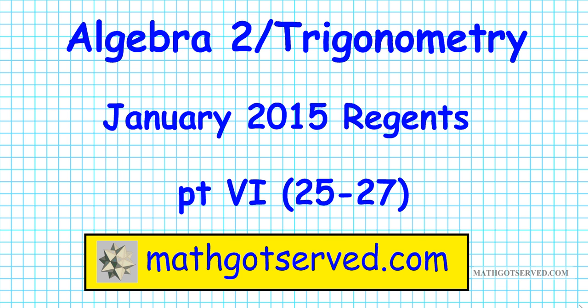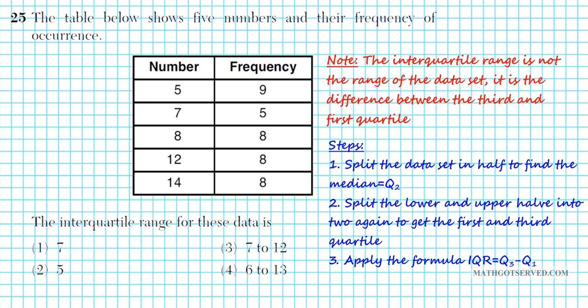In this clip, we're going to be going through problems 25 through 27 of the Algebra 2 Trigonometry January 2015 Regents exam. All right, let's take a look at problem 25. It reads, the table below shows 5 numbers and their frequency of occurrence. So we have the numbers here and the frequency of their occurrence. The interquartile range for this data set is.